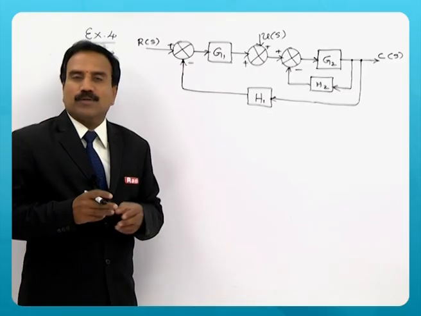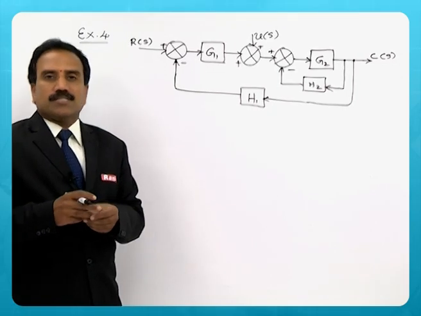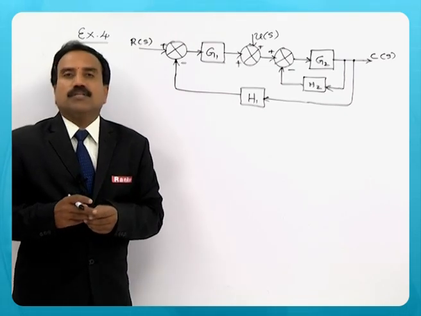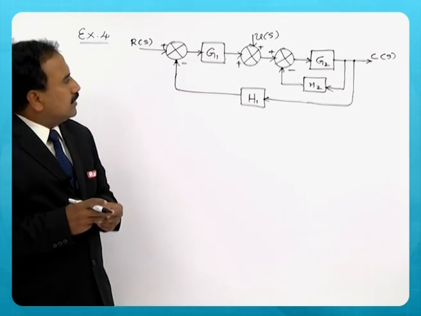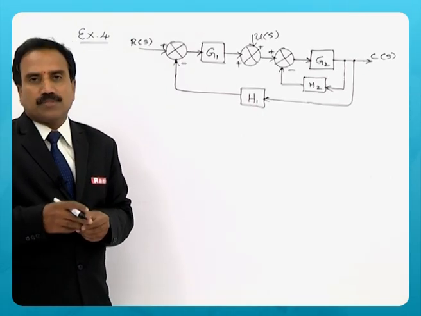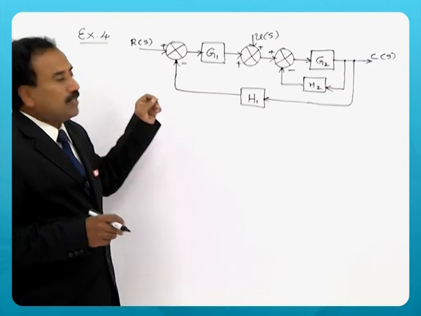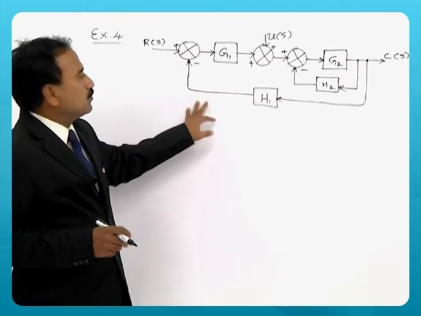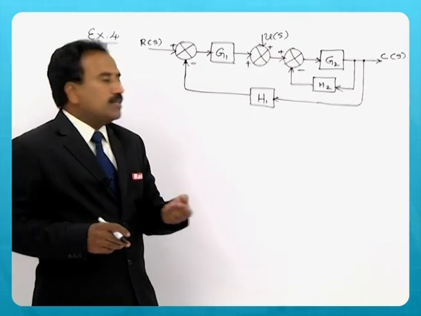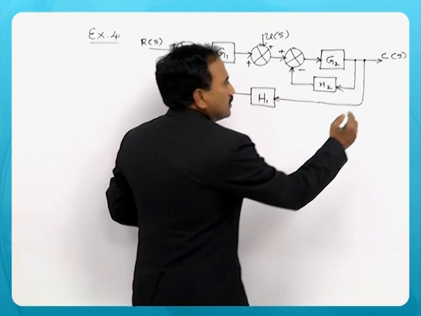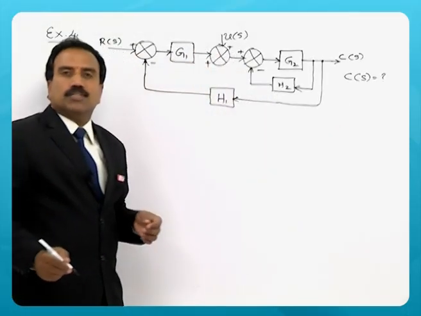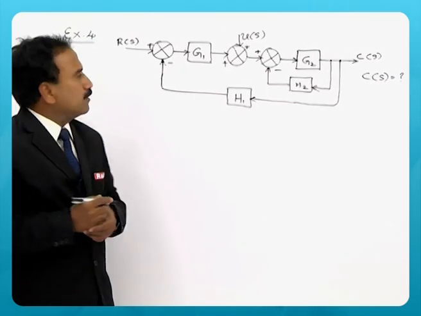Example 4, which we discussed in the previous section, comes under reduction of block diagram, to determine the response C of s for multiple inputs. In this example, there are two inputs given to the system. One is R of s and the other one is U of s. So the question is, what is C of s when both inputs are acting simultaneously?